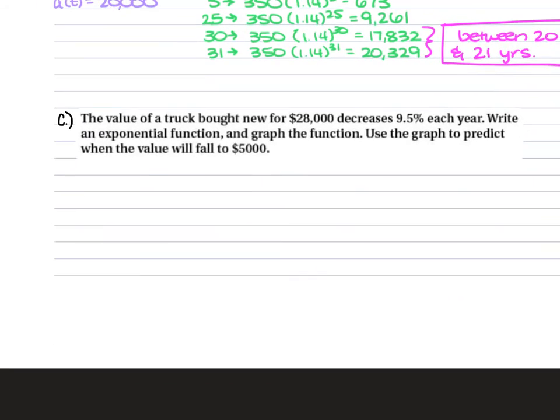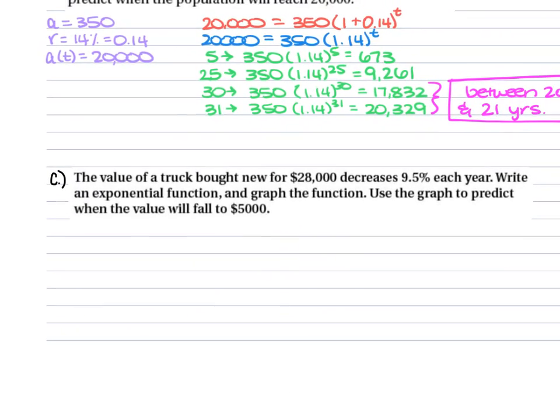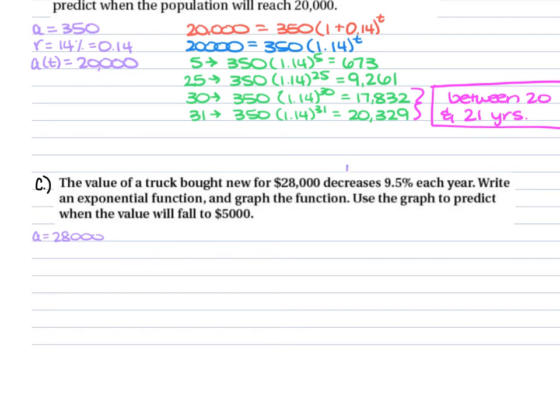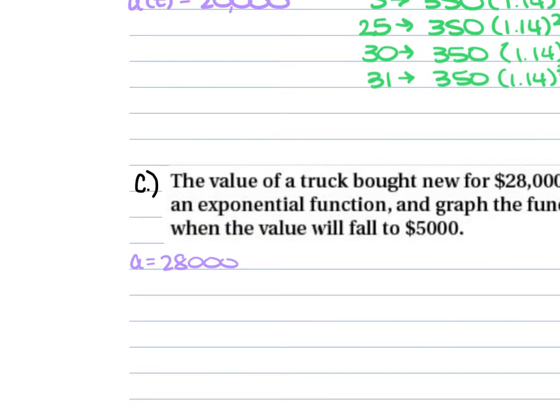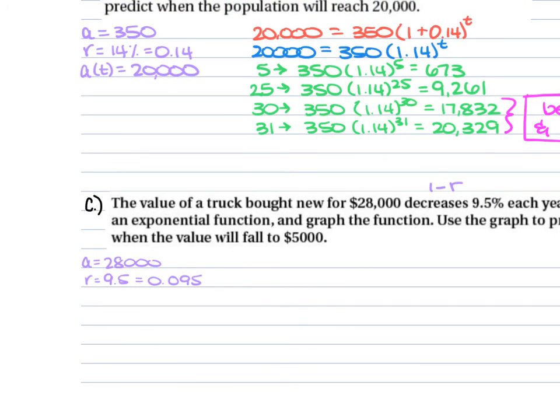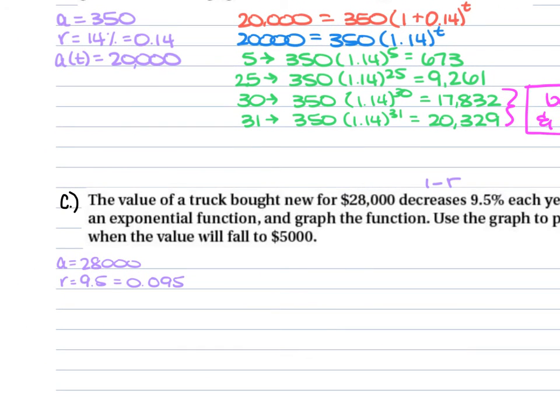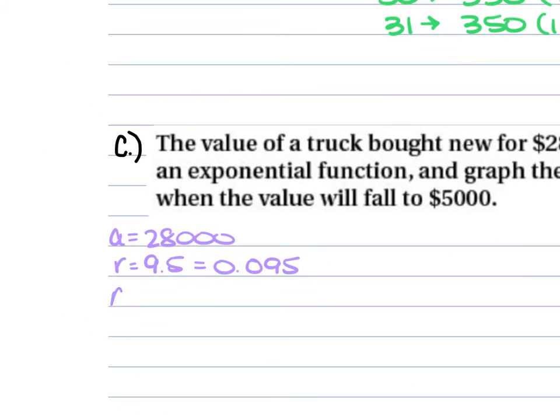For C, we have the value of a truck bought new for 28,000. That's your A. It decreases, so this is going to be 1 minus our rate, by 9.5% each year. So our rate is 9.5%, which is 0.095. Write an exponential function and graph. We're not graphing. Use a graph to predict, or use your numbers to predict when the value will fall to 5,000. So our A of t is 5,000.